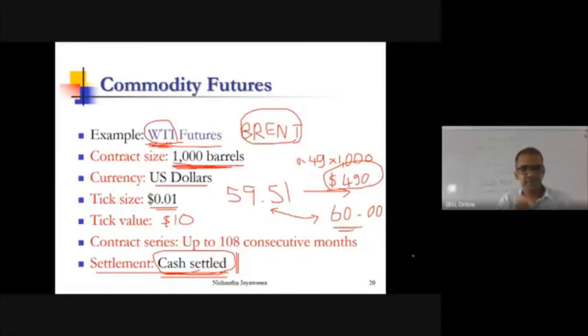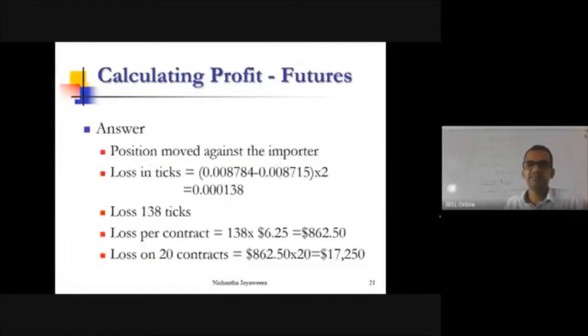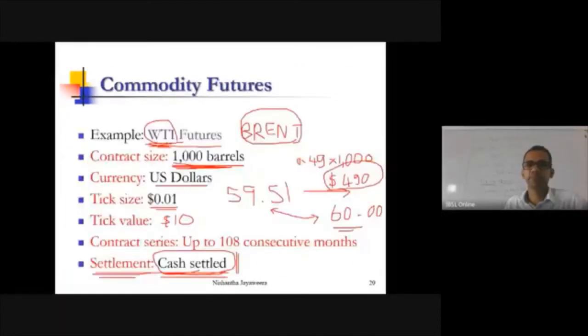So you can see how you settle the transaction is also given in the contract specification. It says this commodity futures settle cash. That means if you really want to buy oil, buying this, you won't get oil, but it will help you minimize your cost. That's a different thing. But you won't get oil. You have to buy oil from somewhere else. Is it clear? What is the meaning of cash settle?